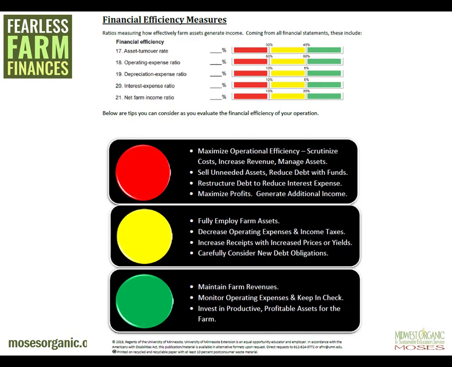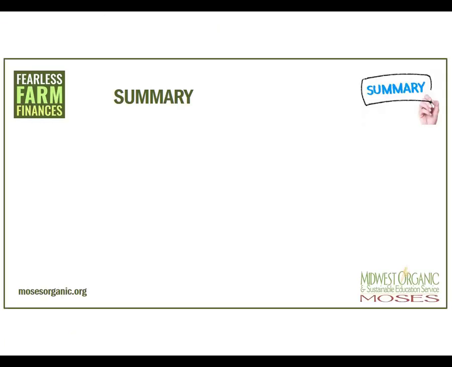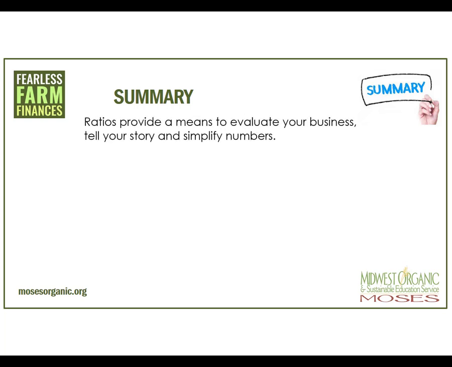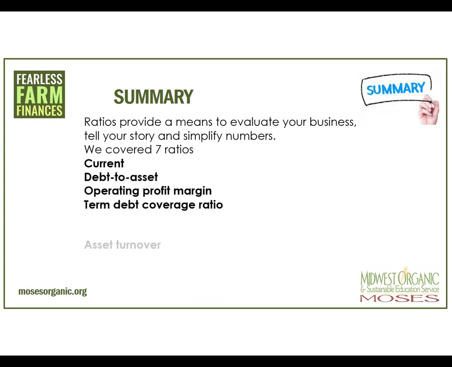So anyways, you can peruse through the rest of that and look at the rest of that resource. But so now we just covered 7 ratios. We went rather quick, but I hope that you got a good feeling of what the ratios are, where they come from, and how they can help you evaluate your business. So in summary, ratios provide a means to evaluate your business and tell your story in simplified numbers. We covered 7 ratios: the current, the debt to asset, and the operating profit margin, the term debt coverage, the asset turnover, and the operating expense, and the net farm income ratios.